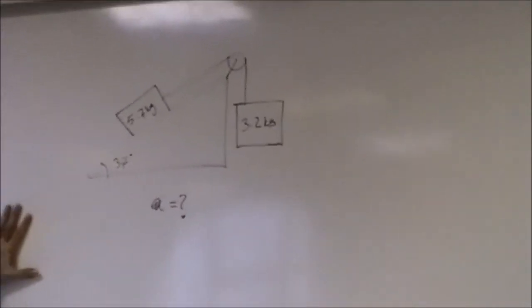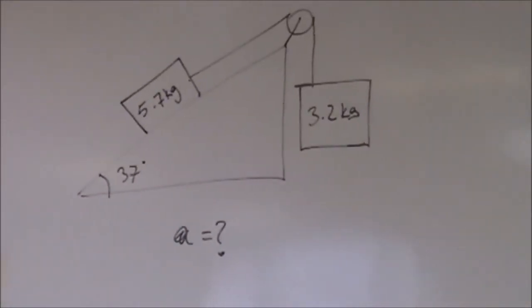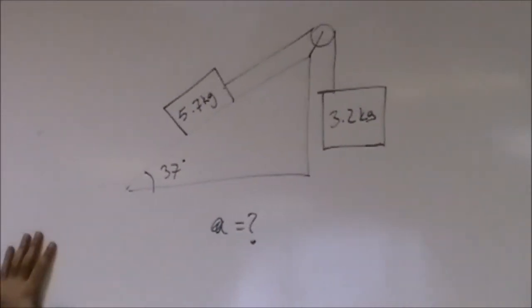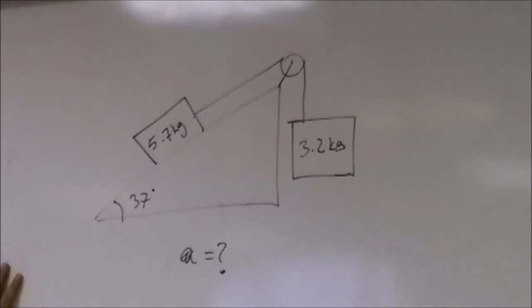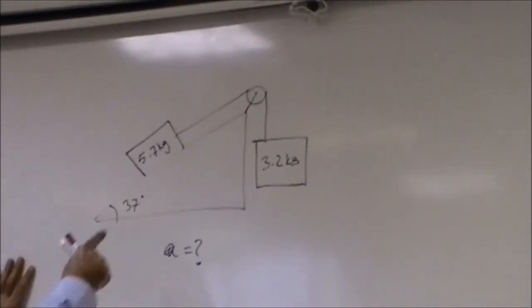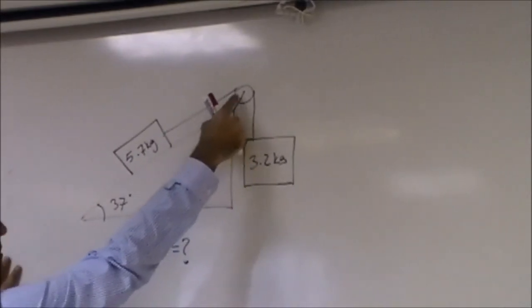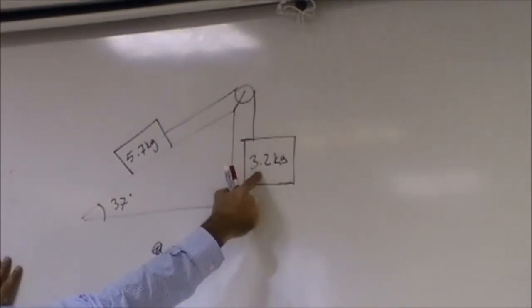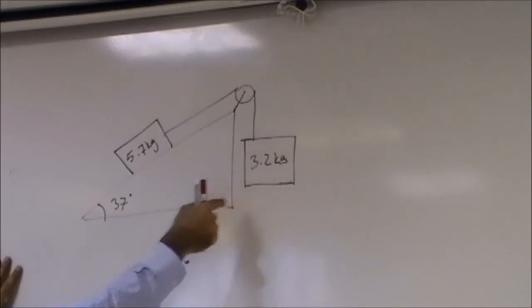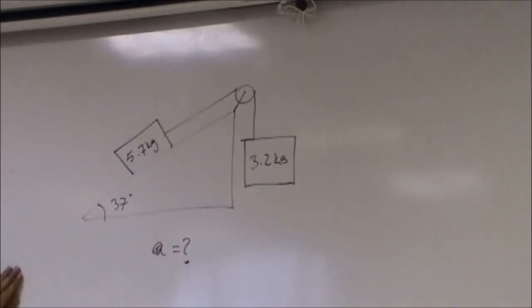Now we have got an inclined plane. A 5.7 kilogram object is lying on the inclined plane and is attached to a string, and that string is going along a pulley, and we've got a 3.2 kilogram object suspended by a string.